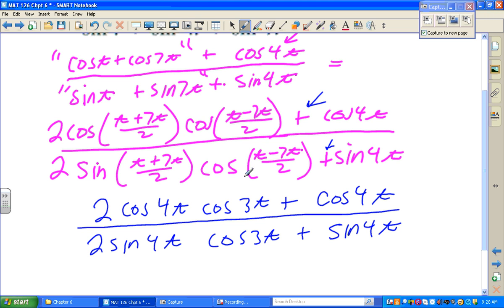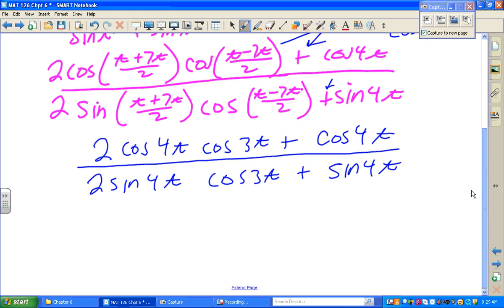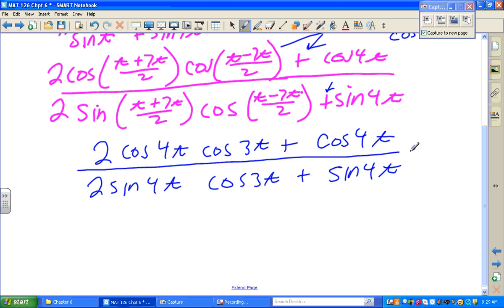Right, you get cosine of negative 3t. Right, because we have an odd and even function on our identity note card. Cosine of negative 3t is the same as cosine of 3t. Now, if it were sine, it would be out in front of the expression. Okay? So, now we come down to this. Remember, you're still trying to get cotangent of 4t. Any thoughts, ideas?